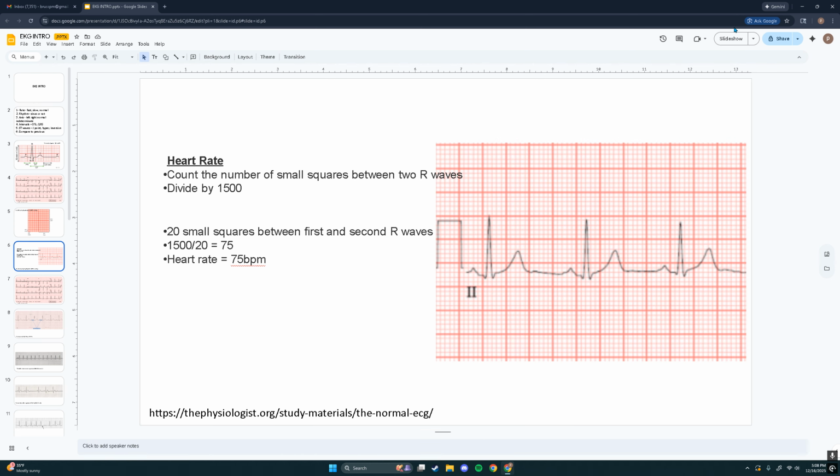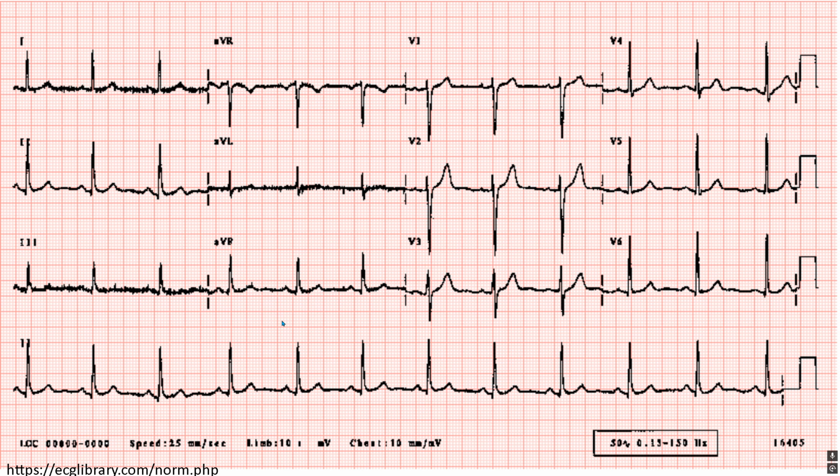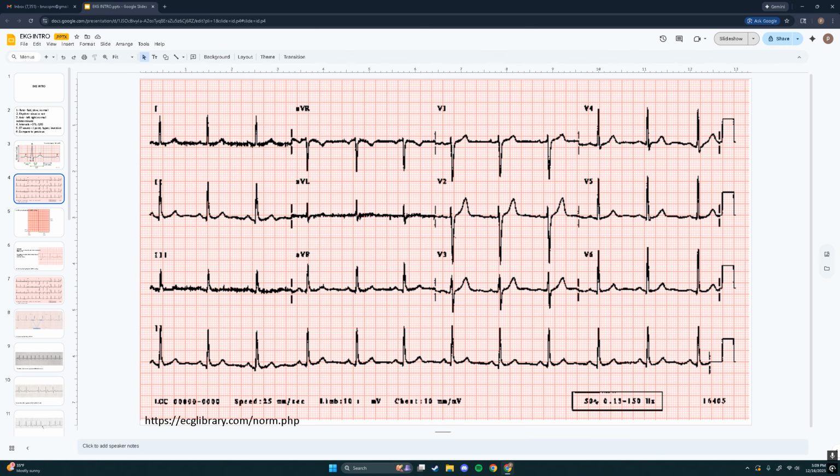All right, so fancy things that you can do. This is from like a website online. They say count the number of small squares between two R waves and divide by 1,500, which seems kind of complex to me. Another thing you can do is this whole EKG is just 10 seconds. So you can just count each QRS beat and then multiply by 6. That's another trick you can use.